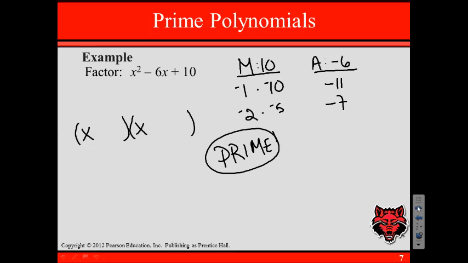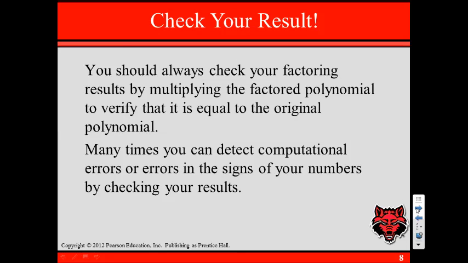And if a polynomial is prime, that means it has no factorization using integer numbers. You should always check your factoring, as we have in a few examples, by multiplying the factored polynomial to verify that it is equal to the original. This is especially helpful on tests. Many times you can detect computational errors or errors in the signs of your numbers by simply checking your results. And it doesn't take that long.